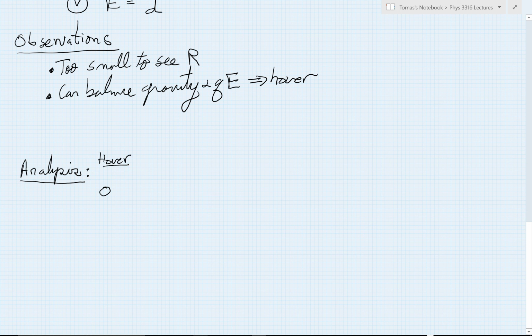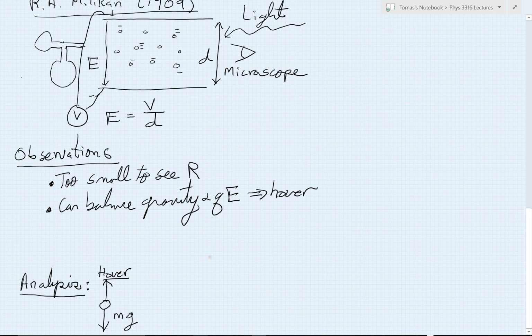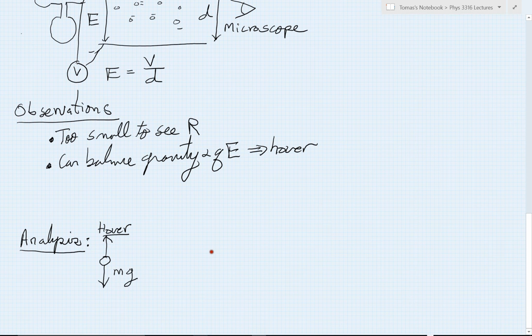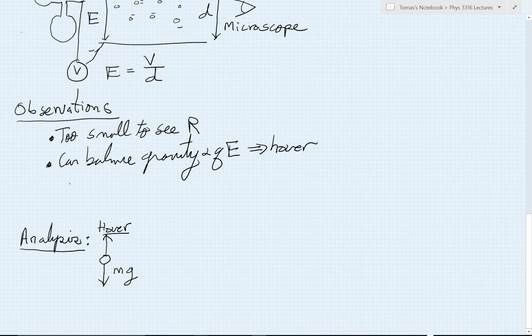When it's hovering, it's pretty simple: the forces must add up to 0. We are directly balancing the downward gravitational force mg against the electric force, which is in the upward direction, because we've already determined that these are negative charges. The fact that we can get them to hover when we have a downward electric field tells us that these must be negative charges for that electric force to be upward, because negative charges like to climb upwards on electric field lines. So we conclude that we can get them to hover, and that the charge is less than 0.